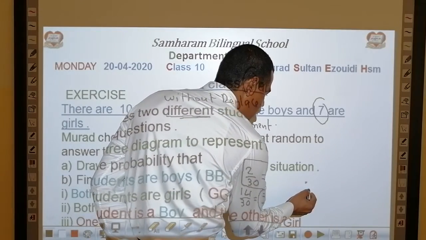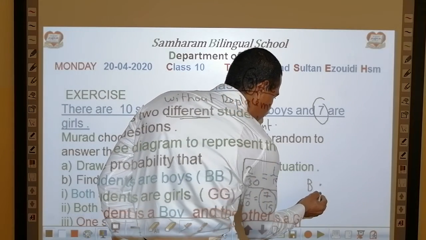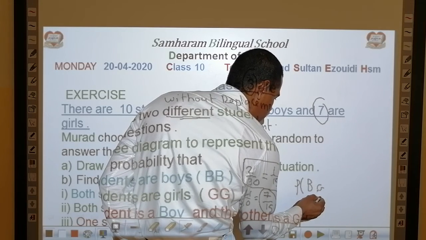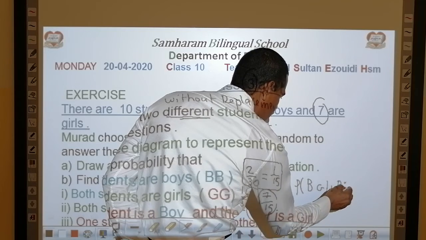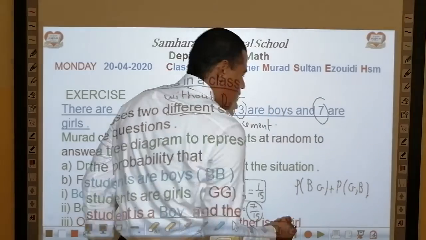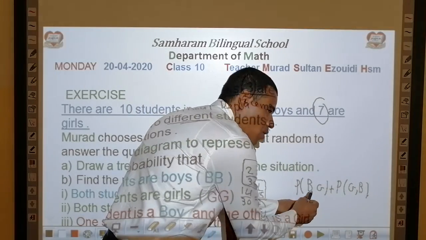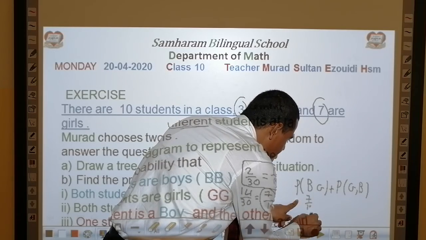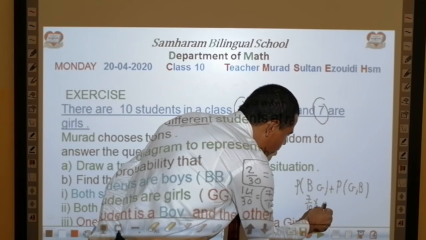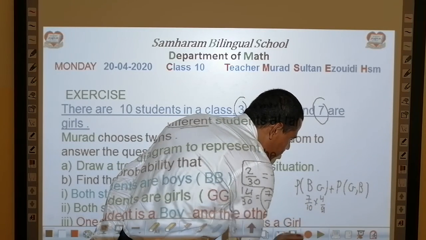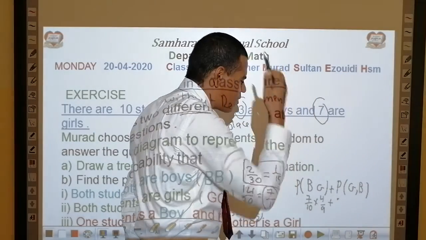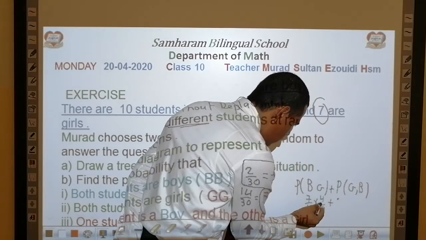Now, one student is a boy and the other is a girl. Okay? One student is a boy and the other is a girl. Means what? Means boy, girl. The probability of getting a boy as the first student and a girl as the second, plus the probability of a girl as the first student and the second student a boy. So the first student being a boy is 7 divided by 10, multiplied by a girl second, 4 divided by 9. Plus the probability of a girl first.